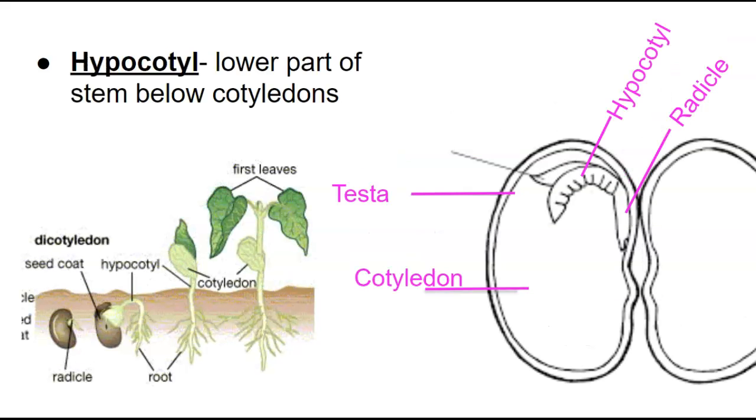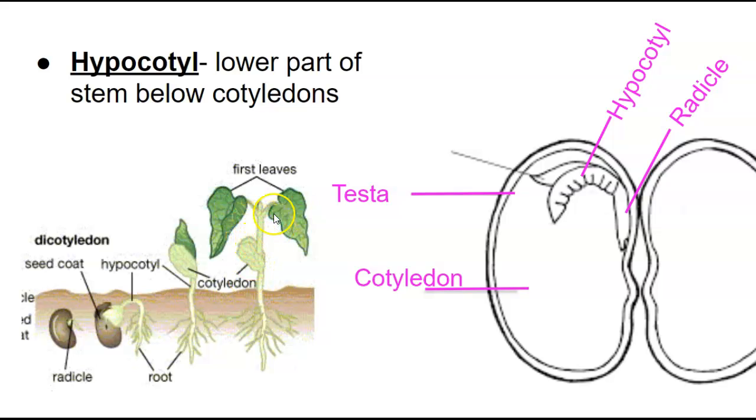Now we have the stem. There's two parts to the stem. So we're just going to label the middle part and then the top part. So the hypocotyl, hypo means below or under. This is the lower part of the stem. Remember I said these big cotyledons are going to become leaves? Well, the hypocotyl is below the cotyledon leaves. So this is just the part of the stem here.